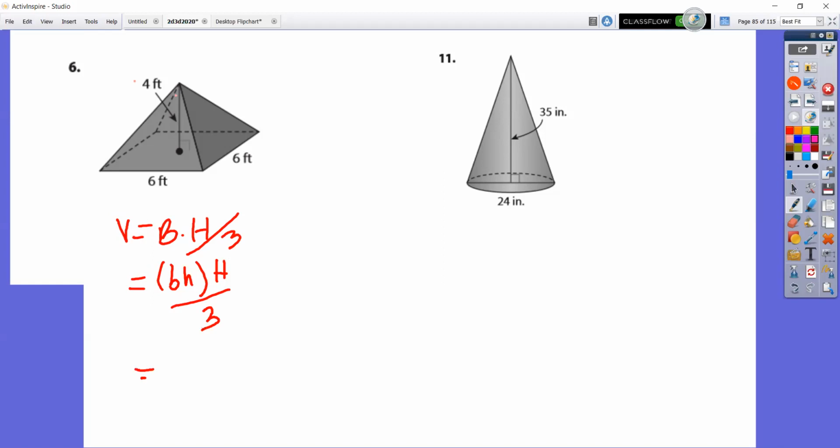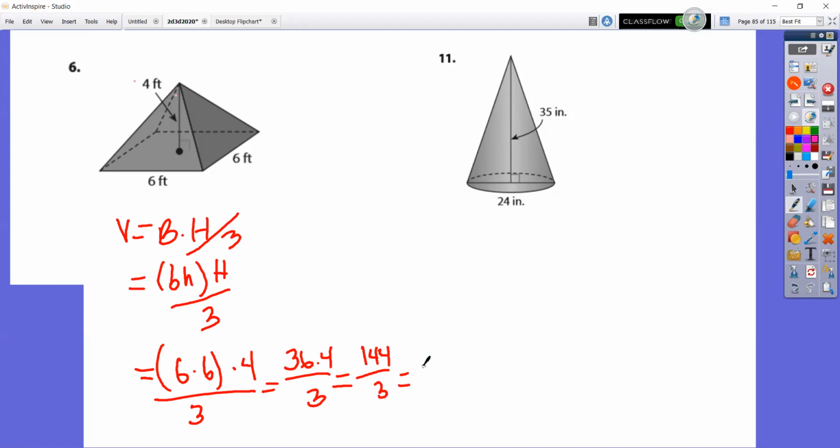Okay, so that's going to be 6 times 6 for the area of the base, multiplied by the height of the solid, and then don't forget to divide by 3. That's going to be 36 times 4 divided by 3. So that's going to be 144 divided by 3. And of course, 144 divided by 3 is 48. So it's 48 cubic feet for the volume of this pyramid.